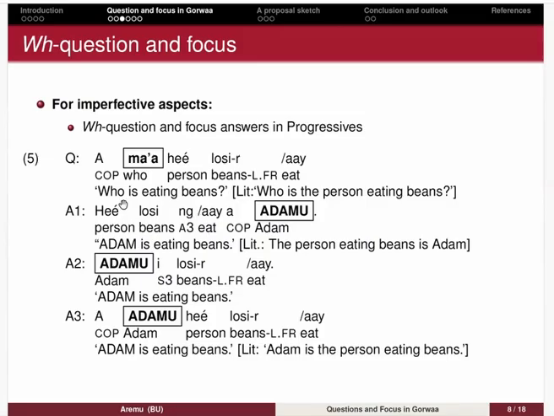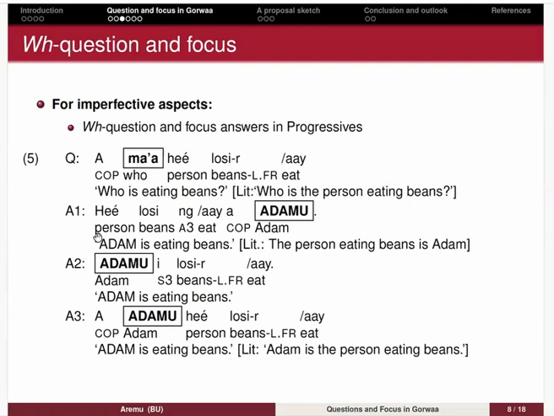So let me walk you through quickly. In 5Q, this is the imperfective WH question. Again, you have what looks like a specificational, but in this case, of course, we see that the copula is in the first position. So the copula and then the who, and then person, beans. The literal translation will be who is the person eating beans, something like that, right?